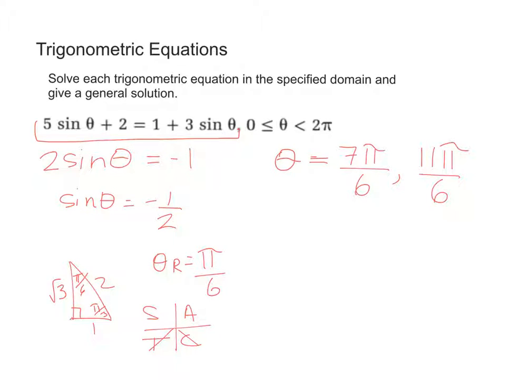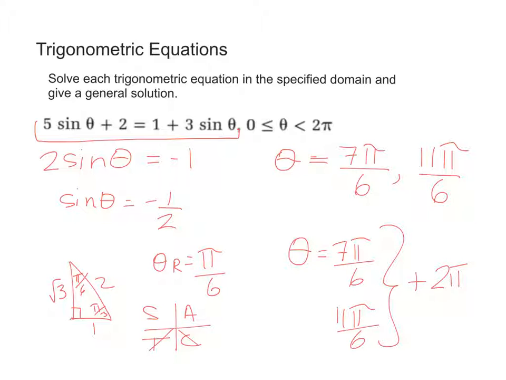It says then give a general solution. So the general solution is just going to look like 7 pi over 6 and 11 pi over 6 plus 2 pi n, where n is an integer.